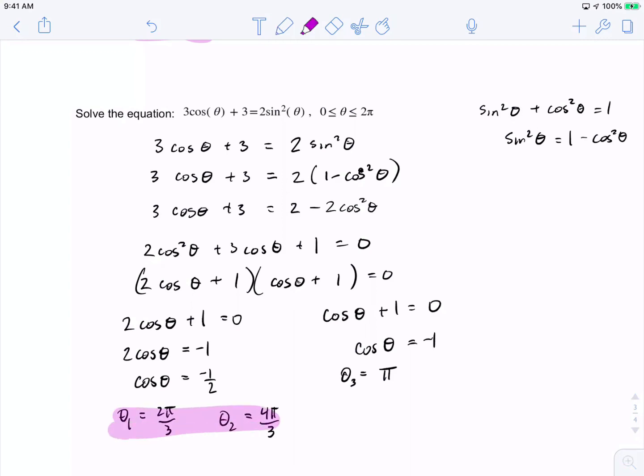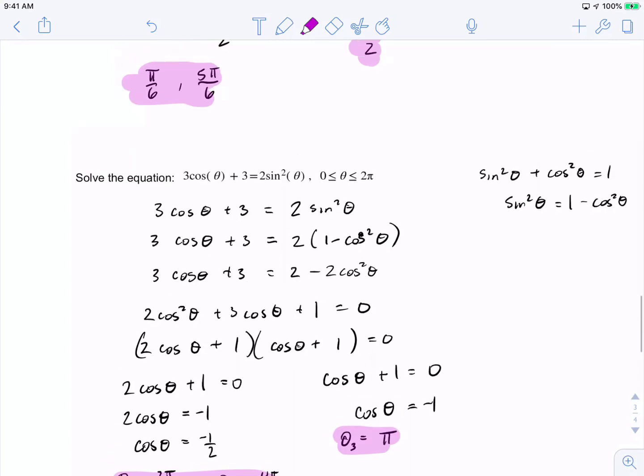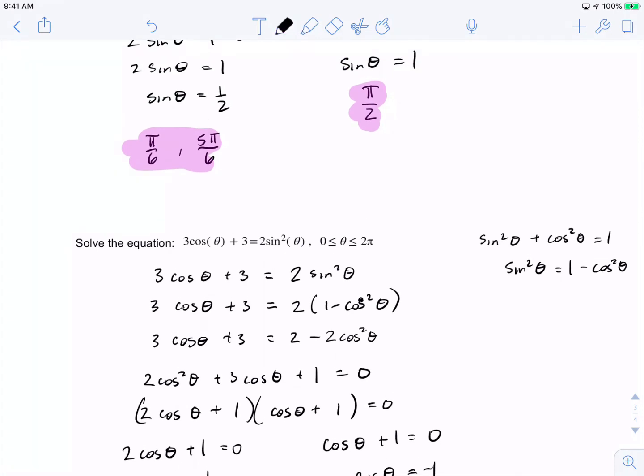And so these are my solutions. And I should have put these up here in terms of theta. So that could have been theta 3. That would have been theta 2. And this could have been theta 1. Just so we have the solutions and being consistent.